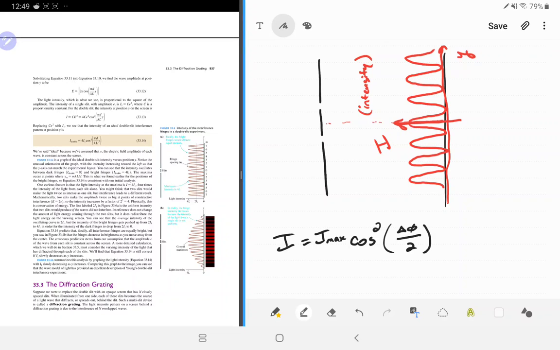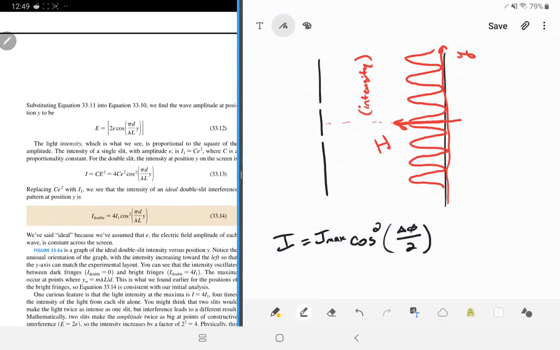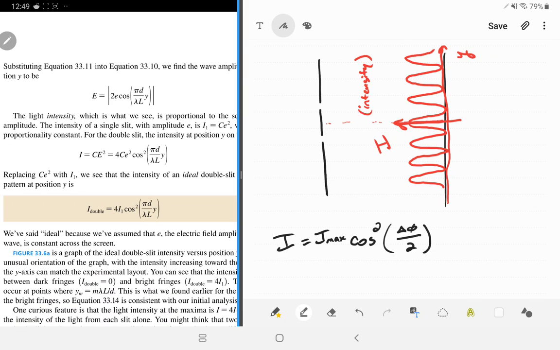And then what your book does is just rewrite. Remember, we can always rewrite phase difference in terms of path length difference. We talked about that in the chapter 17 video. And then the path length difference, we had a formula for that in this video. So your book does those 2 steps and writes the piece inside the cosine squared in terms of y. You get pi times d over lambda L. As some practice, you might want to make sure that you can reproduce that step. So pi times d over lambda L y. And notice how they use the small angle approximation to rewrite y over L for theta, or for sine theta.